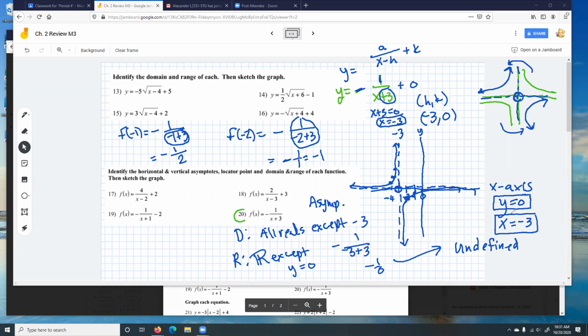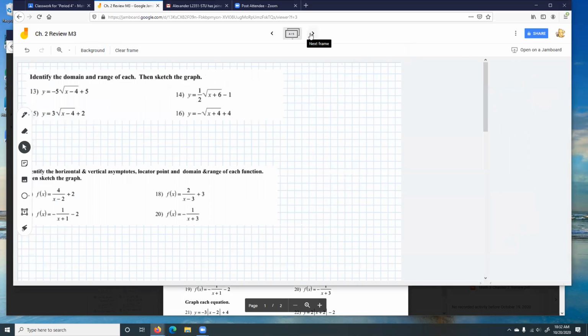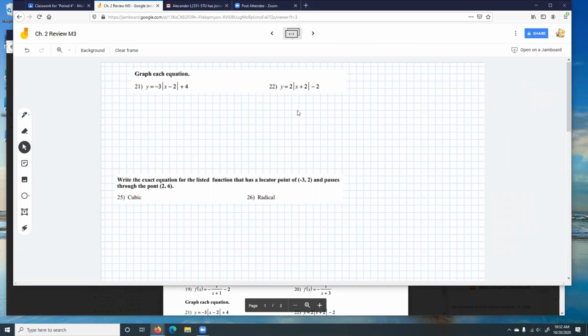Then we're going to move on to either 22 or 25. Let me clear all this work out. 22, next one. 22, then 25. Okay, get my pen back. 22. Graph this equation. It's an absolute value equation, right? We know the absolute value equations are V's. They're like parabolas, except they're lines and they have slopes.